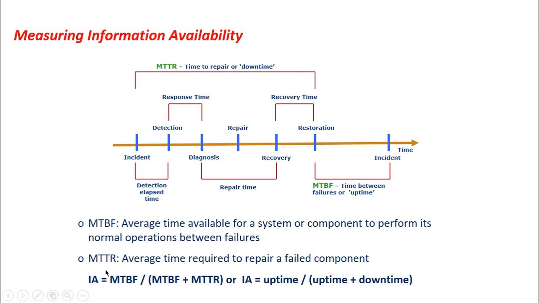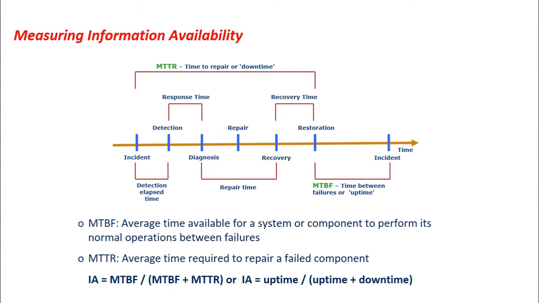Now what is the mean time to repair, or MTTR? Mean time to repair is the average time required to repair a failed component. Suppose a component has failed. What is the average time that is required to repair that component? That is called the mean time to repair. While calculating the mean time to repair, it is assumed that the fault responsible for the failure is correctly identified and the required spares and personnel are readily available. A fault is a physical defect at the component level which may result in information unavailability.